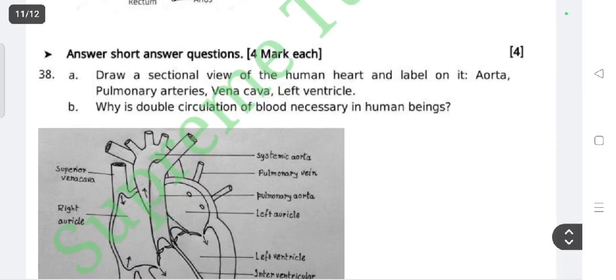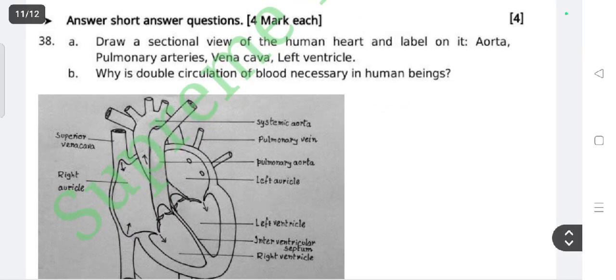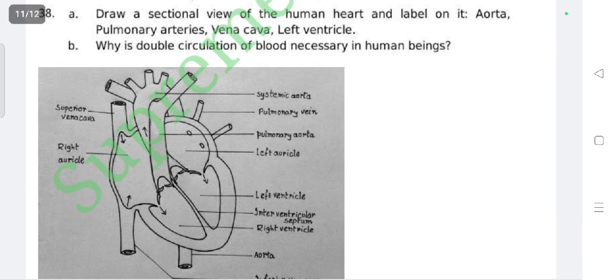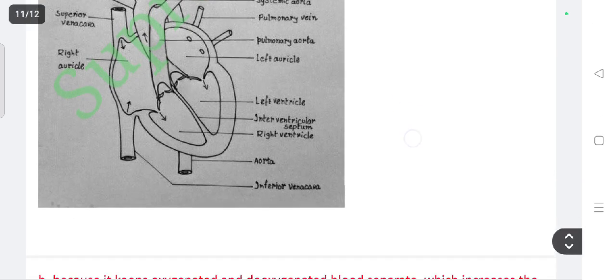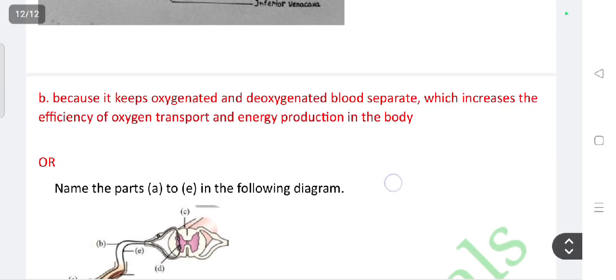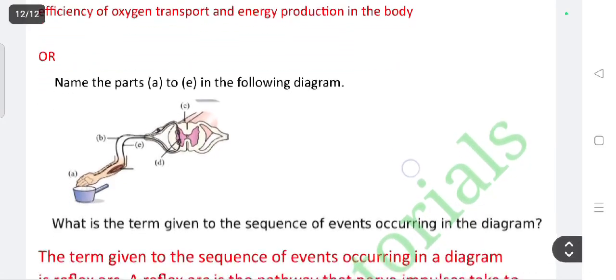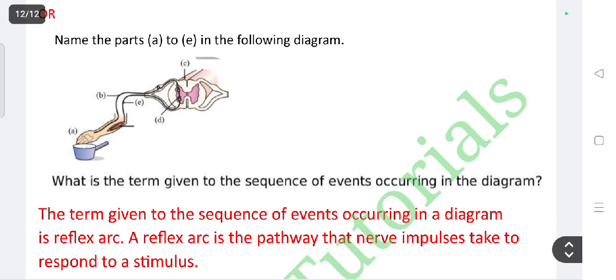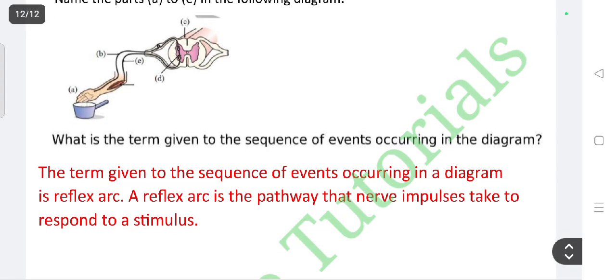Next, four mark question. Draw a sectional view of the human heart and label the given parts. So check all the labels. And why is double circulation of the blood necessary in human beings? So this is the answer. Next come to our question, name the parts A to E in the following. Here you have to write A, B, C, D, all. You have to label these parts. And what is the term given to the sequence of events that occur in the diagram? The term given to the sequence of events is reflex arc.